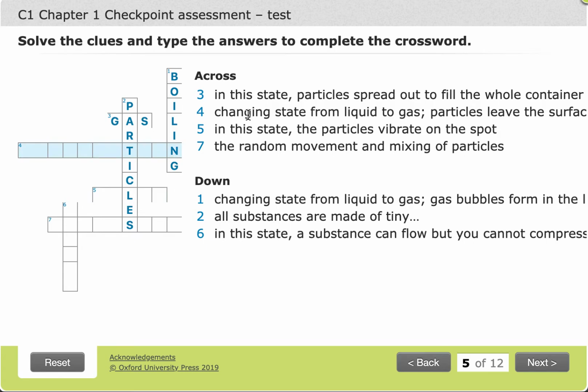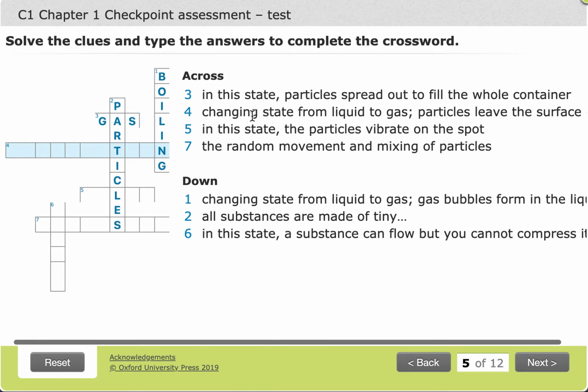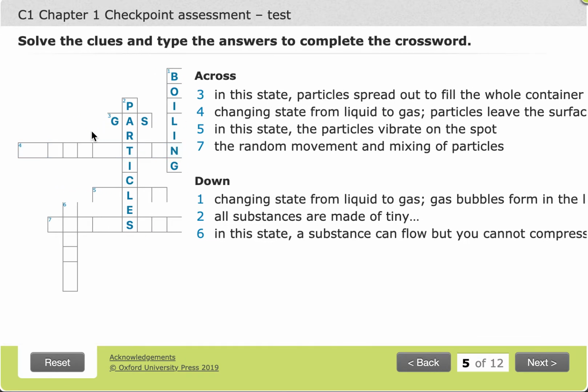4, changing state from liquid to gas. Particles leave the surface only. That is evaporation. In this state, particles vibrate on the spot. That is a solid.